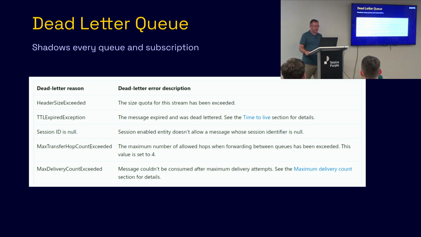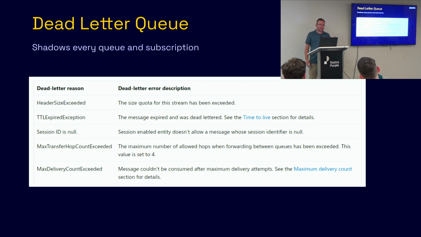The other reason is max delivery count exceeded. Every time you attempt to read a message from the queue, and you abandon that message and it goes back, it increments the delivery count. By default the delivery count is 10. If you've tried 10 times to read that message and failed, it will give up and put it in the dead letter queue. Then you can inspect the dead letter queue and take a look at it. You can re-queue messages from the dead letter queue, or you can eventually take those messages out and abandon them.